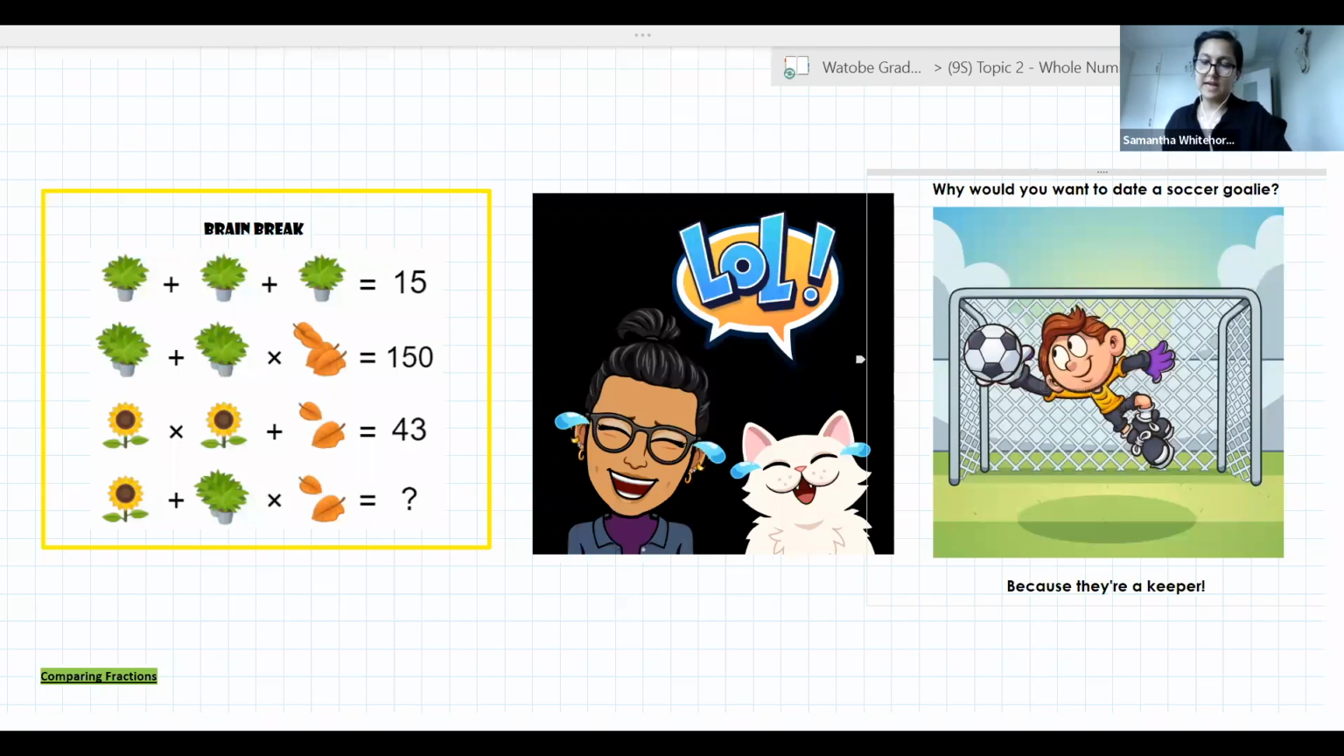Okay, so guys, look at the brain break there. What I want you to be really careful of is take note of where there's 2 pot plants or where there's 2 sets of leaves, etc., and be very, very careful of the operation. If you don't have the operation correct, you're going to get the wrong answer.